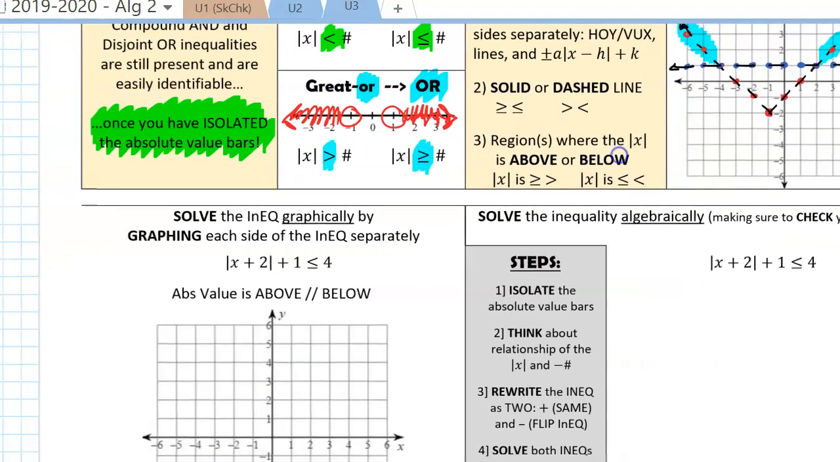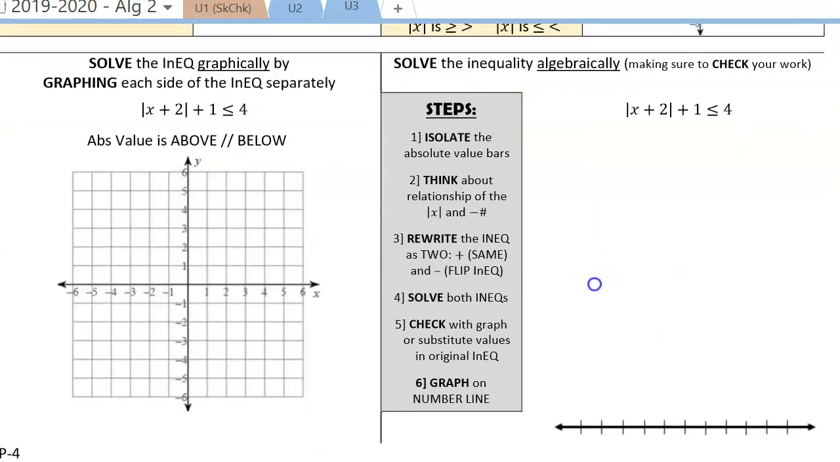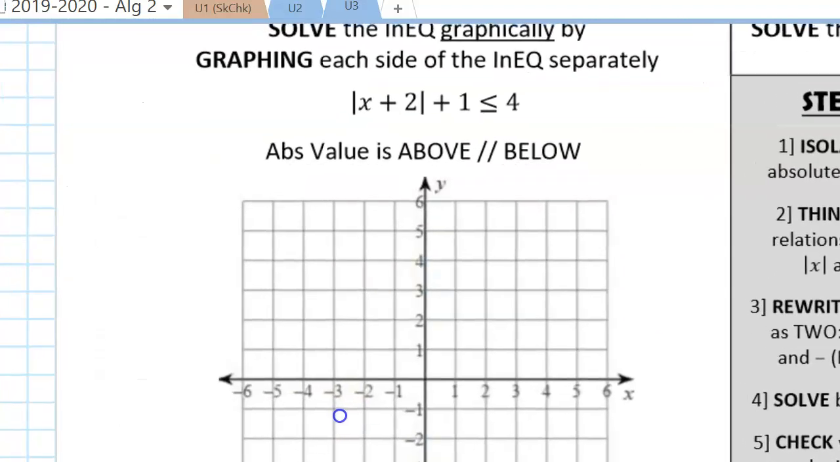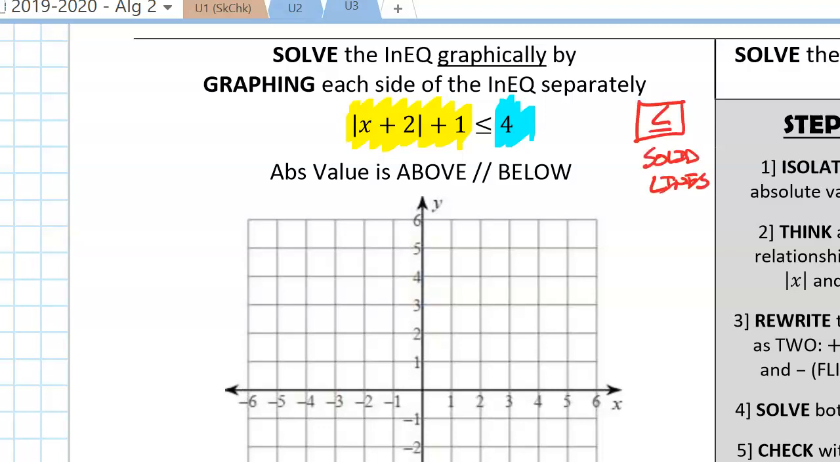So let's go ahead and take a look at this. Let's dive into this a little bit more graphically. So here we're going to solve this inequality graphically. We're going to graph each side of the inequality separately and then worry about our type of line and shaded regions. So we look immediately at our inequality symbol. It's less than or equal to, which means we're going to have solid lines on both functions.